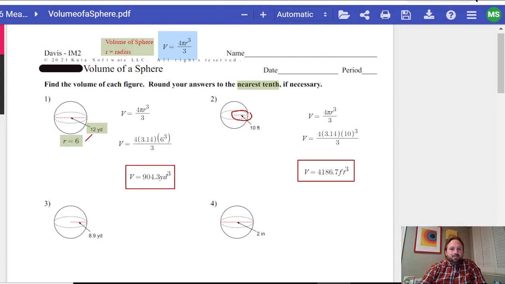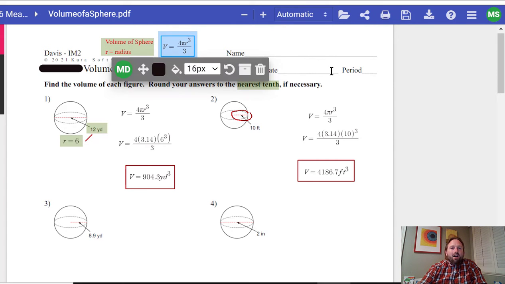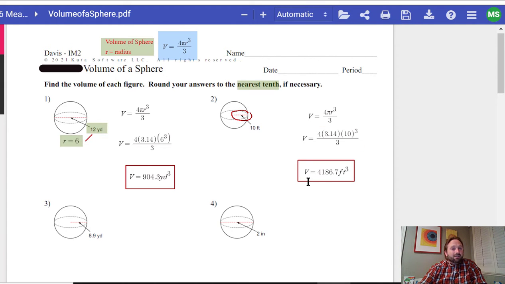So that gives us this formula right here, 4 pi r cubed divided by 3. That r cubed is important because that's going to give our units to the cubic power, or to the third power. So here are our first two right here.